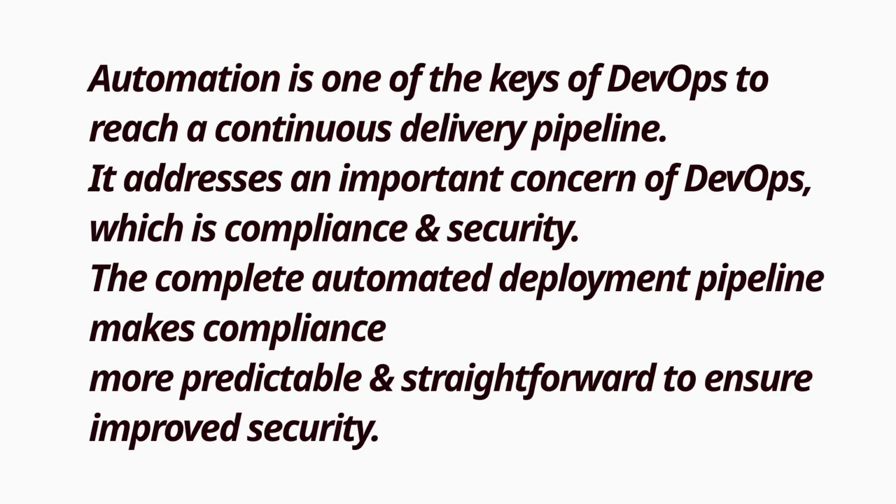When we talk about DevOps, the next thought in our mind will be automation. Automation is one of the keys of DevOps to reach a continuous delivery pipeline. It addresses a significant concern of DevOps, which is compliance and security. The completely automated deployment pipeline makes compliance more predictable and straightforward to ensure improved safety.